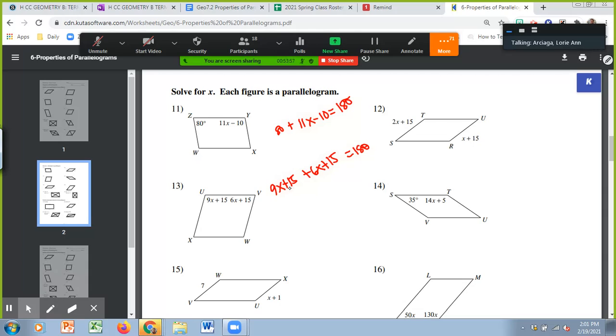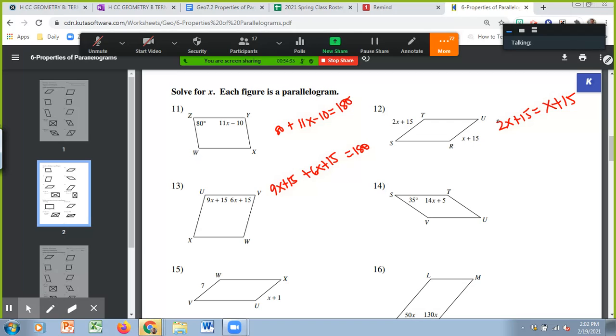Next, you add these two together and then you make it equal to 180, and then get the x by itself. So when do you make it equal to 180 and when do you make them equal to each other? If they are opposites, they're equal. If they're consecutive, meaning they're side by side or right next to each other, they're equal to 180. These ones are for the sides, so they're opposite. So that means you're going to make them equal to each other. Okay? All right.